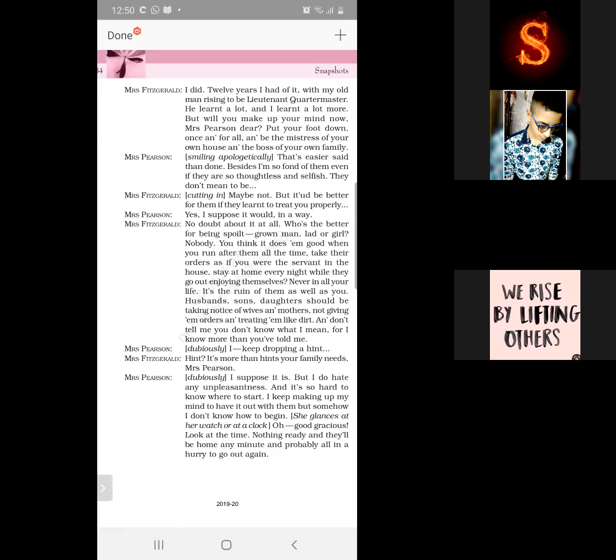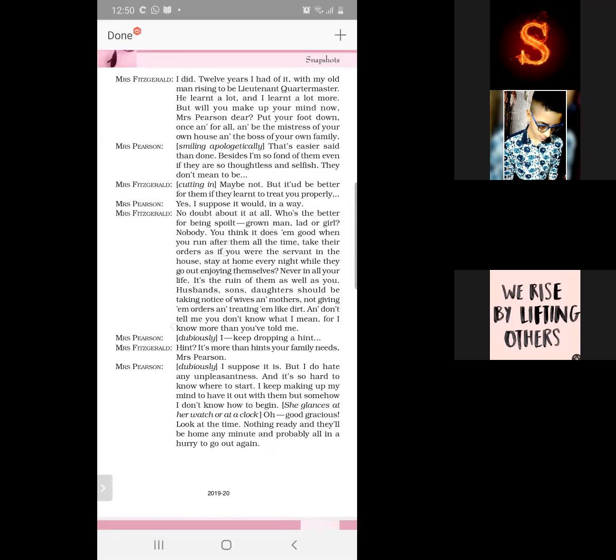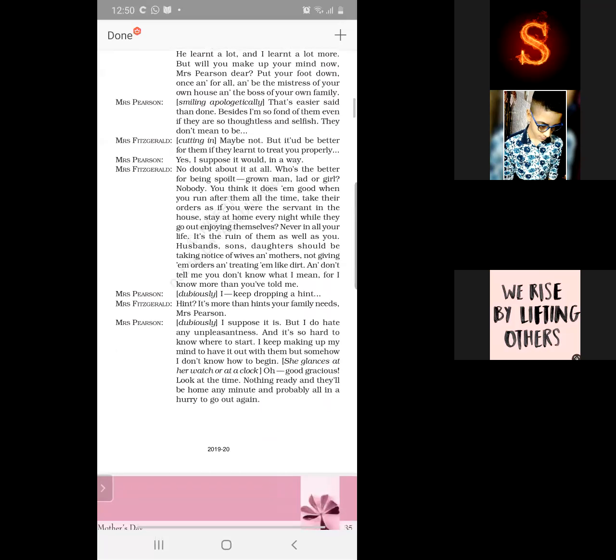So that is what perhaps Mrs. Fitzgerald is trying to explain to Mrs. Pearson here. In order to explain it to her more, she says, who is better for you being spoiled, a grown man, lad, or girl? Who is the better for being spoiled? Man means she's talking about Mr. Pearson. Lad or a girl, her two kids. Nobody, you think it does them good when you run after them.